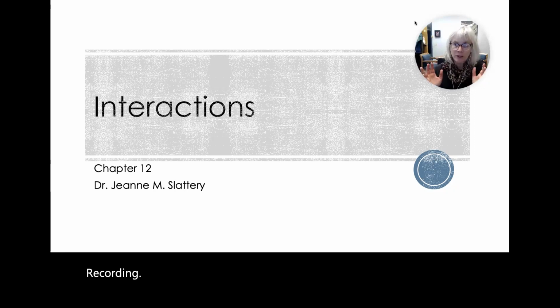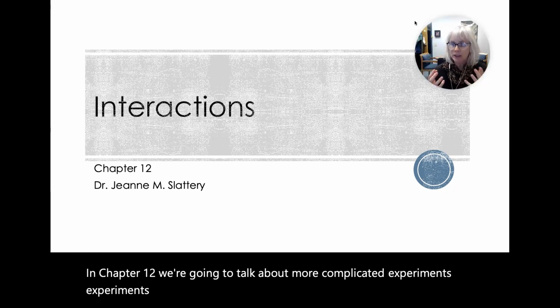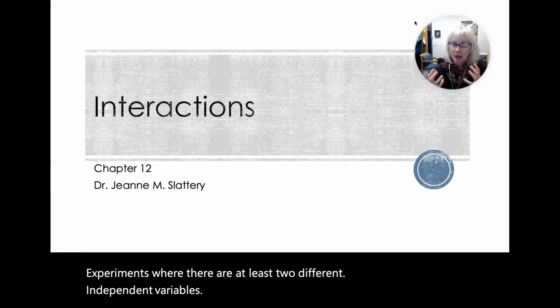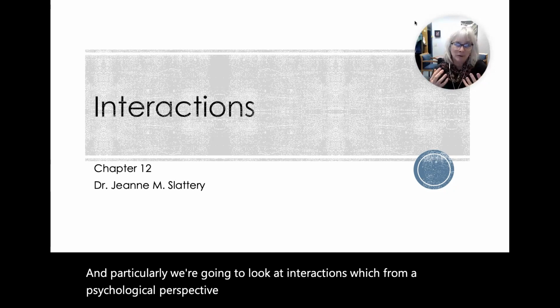In chapter 12, we're going to talk about more complicated experiments, experiments where there are at least two different independent variables. And particularly, we're going to look at interactions, which from a psychological perspective is really pretty cool.